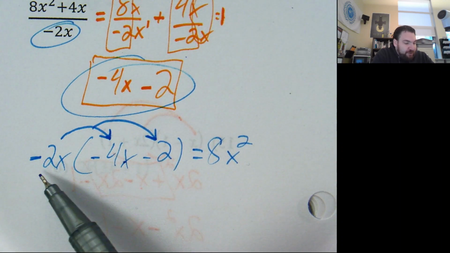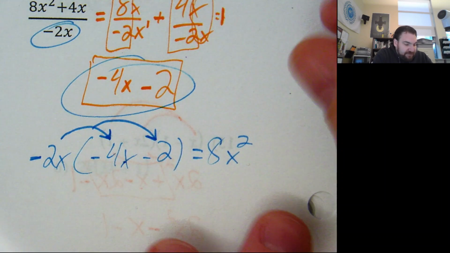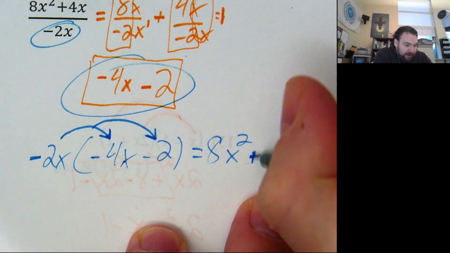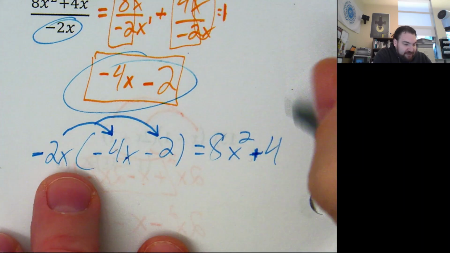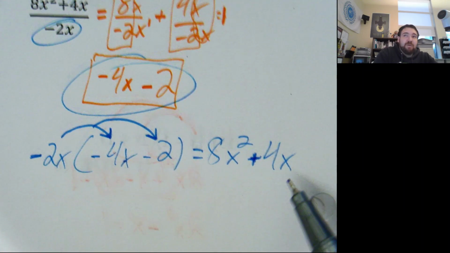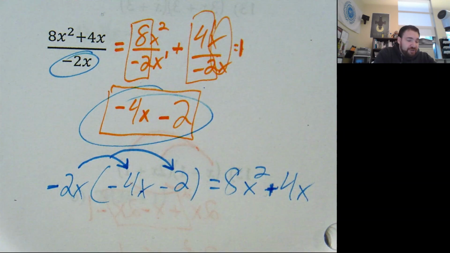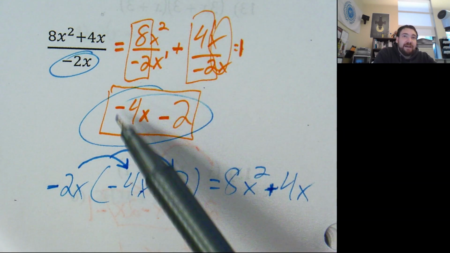And I want to go -2x times -2. Well, -2 times -2 is +4 rather. And that x comes along for the ride. This is what we started with. So then this must be a totally valid solution.